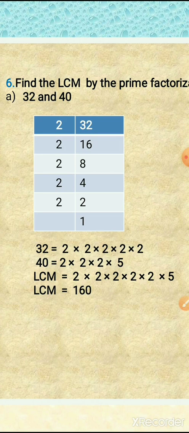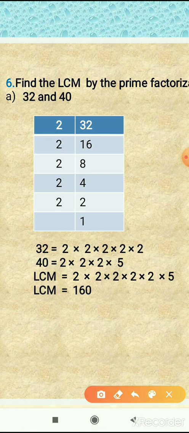the prime factorization of 32. So students, we know that 32 is an even number, so it is divisible by 2. 2 is the smallest even prime number. So we divide 32 by 2. Okay, so look here. We will divide 32 by 2.